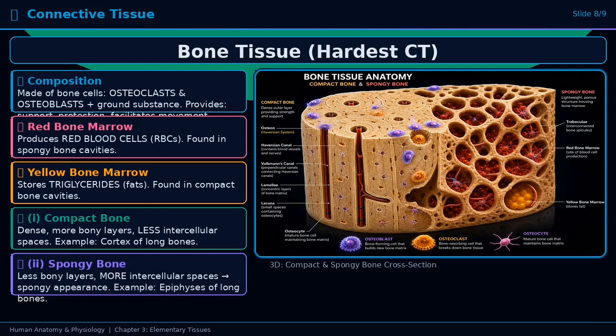Compact bone, dense with more bony layers and less intercellular spaces. For example, the cortex of long bones. Spongy bone has less bony layers and more intercellular spaces, giving a spongy appearance. For example, the epiphyses of long bones.